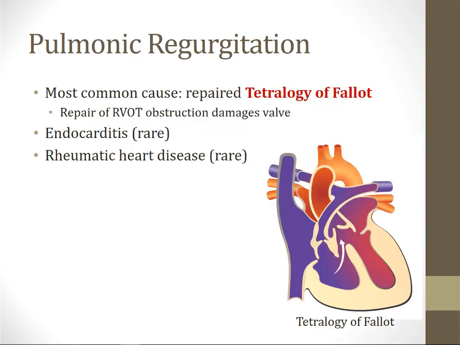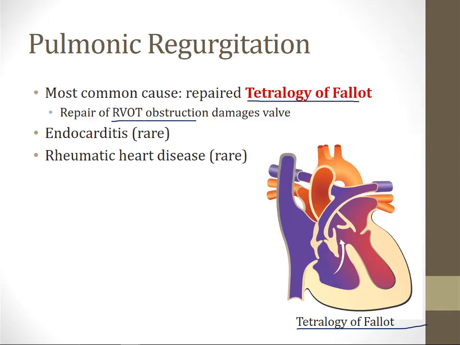The last valve lesion for this video is pulmonic regurgitation. This is an uncommon valve lesion, and if you ever do encounter it clinically, it's almost always going to be someone who had tetralogy of Fallot that was surgically repaired in childhood. In the video on cyanotic heart disease, I talk about tetralogy of Fallot, and one of the components of this disorder is obstruction of the right ventricular outflow tract.